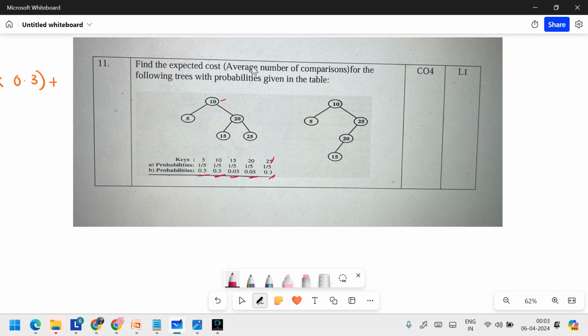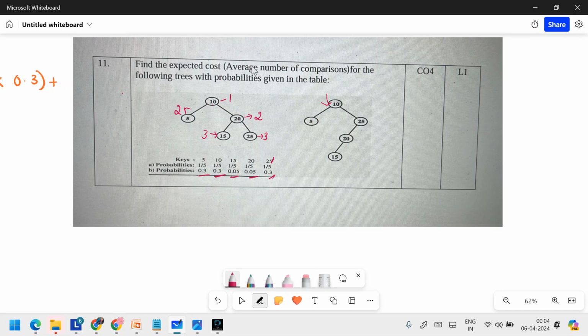You write the comparison. See, if I want to find 10, one is its cost. If I want to find 5, two comparisons are needed. If I want to find 20, I will start at root. So one comparison and I will reach 20. So total number of comparisons is 2. If I want to reach 15, then the number of comparisons is 3. Here also the number of comparisons is 3. Let me do for this one.